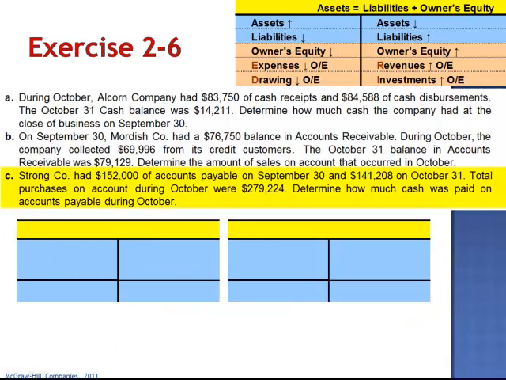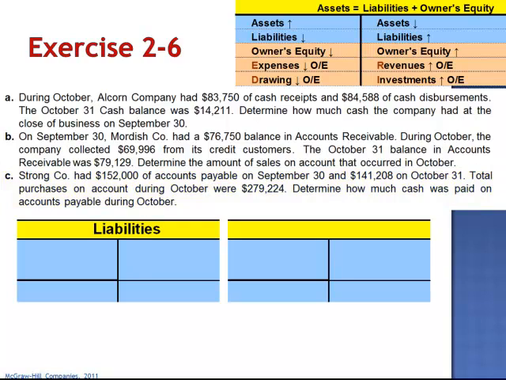Letter C. Strong Company had $152,000 of accounts payable on September 30th and $141,208 on October 31st. Total purchases on account during October were $279,224. Determine how much cash was paid on accounts payable during October.